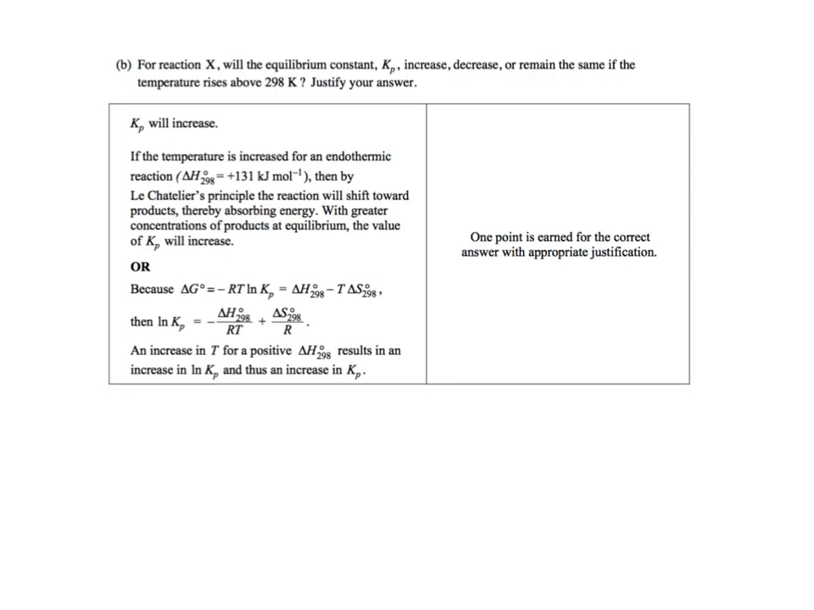If you look back on the previous page where the data was, then you'll see that the delta H is positive, so that means the reaction is endothermic. That means that heat is a reactant, so that means if you increase the temperature, the reaction should move toward the right, and that should make Kp a larger value. You can also reason this out using the Gibbs equation, but I think it's probably more straightforward just to use Le Chatelier's principle for this one.